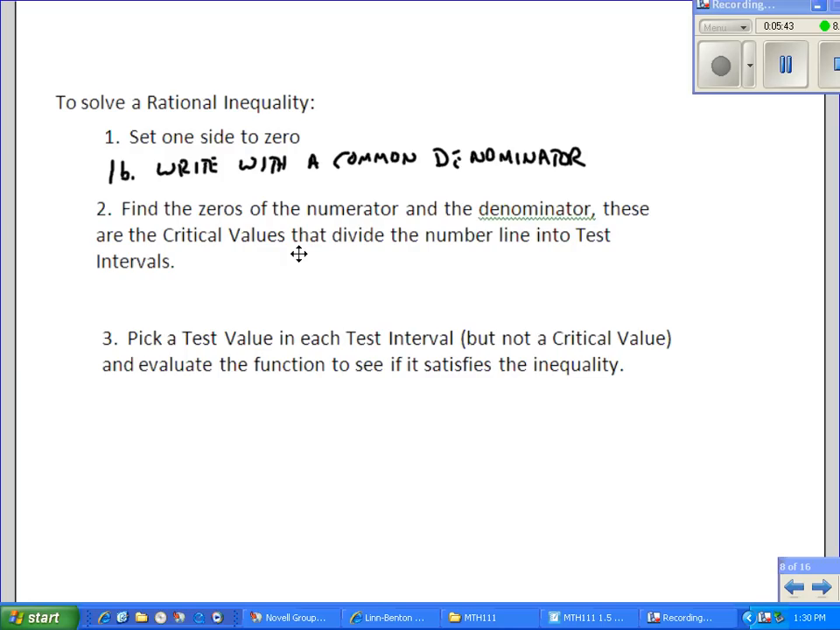Okay, now to solve a rational inequality, what we're going to do is set one side to 0, and I left a step out here. And then we want to write the expression with a common denominator. And we'll find the zeros of the numerator and the denominator. So we're going to set the numerator equal to 0 and solve, set the denominator equal to 0 and solve to get our critical values. Where the numerator is equal to 0 is where it's going to change from positive to negative. And where the denominator is 0, it's where the function is going to be undefined. So both of those together are going to form our critical values. And then again, we'll pick a test value in each test interval and evaluate to see if it satisfies the inequality.